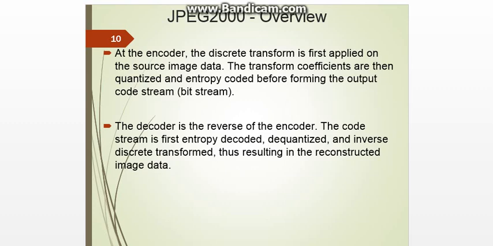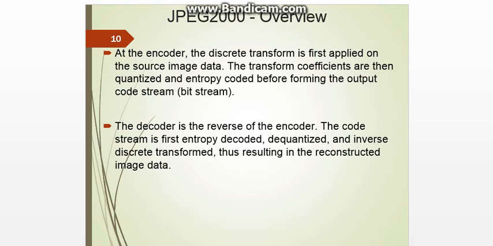At the encoder, the discrete transform is first applied on the source image data. The transform coefficients are then quantized and entropy coded before forming the output code stream, that is, the bit stream. The decoder is the reverse of the encoder. The code stream is first entropy decoded, dequantized and inverse discrete transformed, thus resulting in the reconstructed image data.